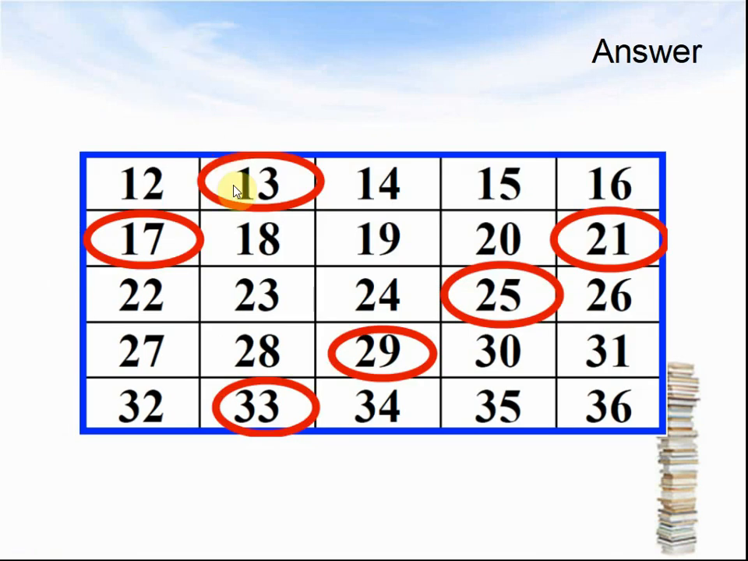13 is one of the answers. Then 17, then 21, 25, 29, and 33. Because if you look, 12 is in the 4 times table plus 1. 16 is in the 4 times table plus 1. 20, 4 times table plus 1 is 21. 24 plus 1. 28 in the 4 times table plus 1 is 29. 32, 4 times table plus 1, 33.